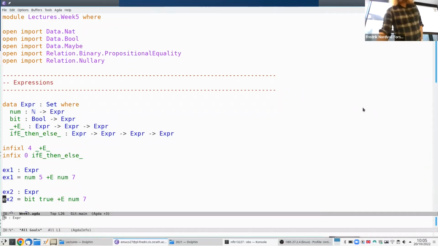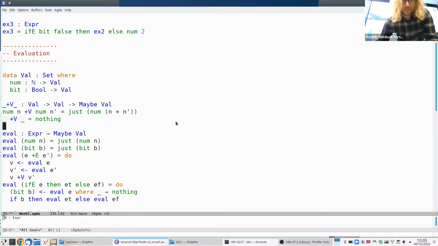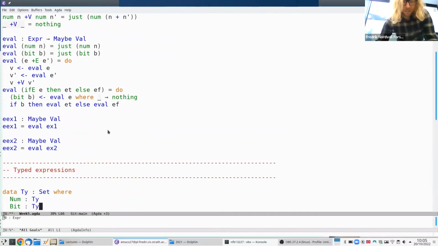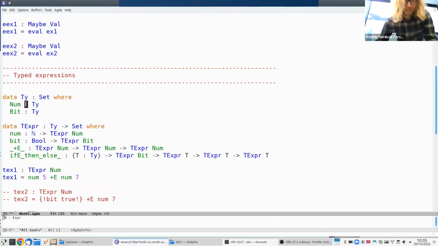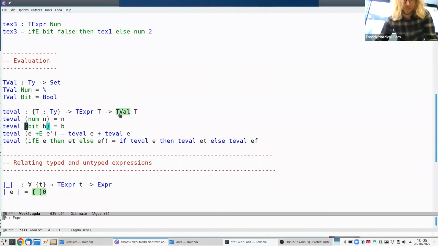Right. So today we are continuing playing around with this little expression language. I'm going to do a recap by scrolling down the screen. We started with untyped expressions. Then we saw that in order to evaluate these, we could only maybe produce a value because not all expressions made sense. But then we switched to typed expressions. We say that a type is either num or bit. And then gloriously, when we evaluate these things, we could always produce a value.